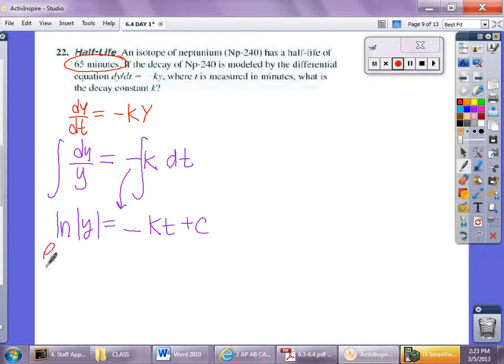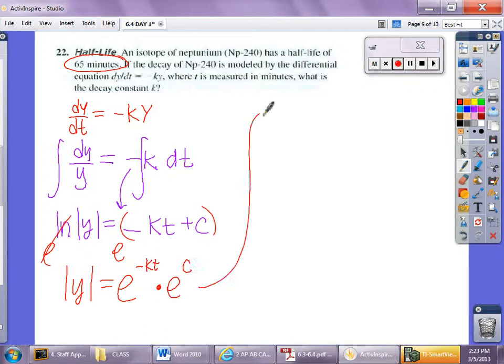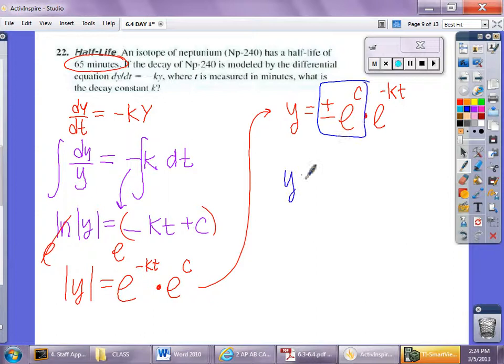I'm then going to take e to both sides, and we get absolute value of y is equal to e to the negative kt, and watch what I do, multiply by e to the c. The absolute value we're going to get rid of by using the plus or minus, e to the c, multiplied by e to the negative kt. Alright, this will turn into a big old A, and then e to the negative kt.